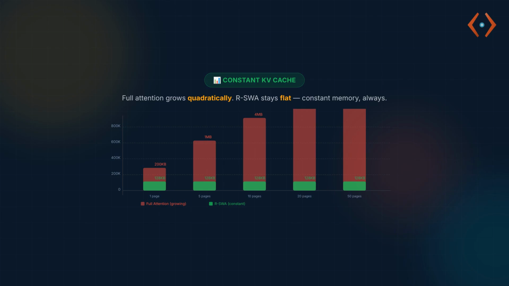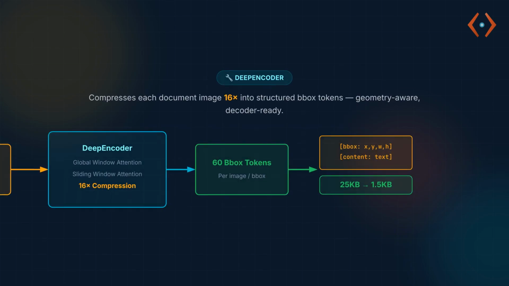For the generated tokens, you only store the last 128 in cache. The old ones are freed. But the KV cache is only half the story. You also need to compress the input. A single 1224 by 1024 page at native resolution would be tens of thousands of visual tokens. DeepEncoder solves this with a 16 times compression ratio.